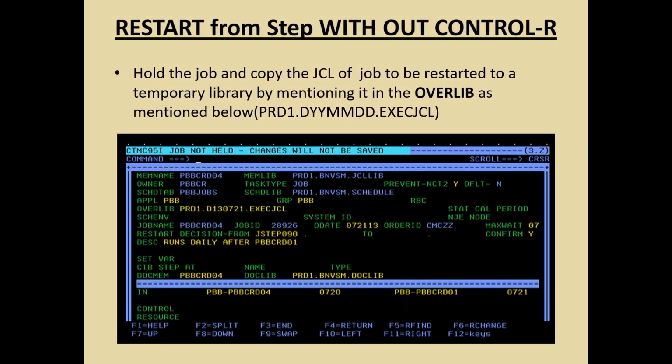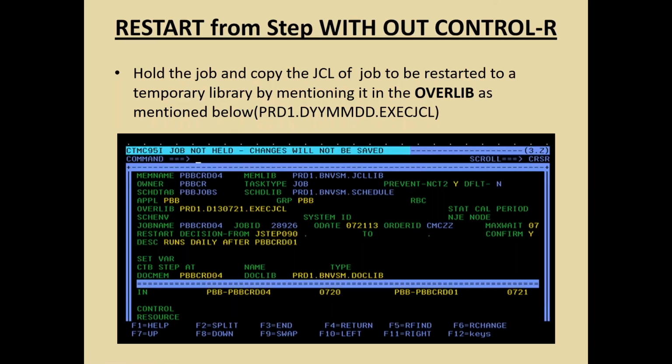Okay, then restart from a step. Restart from a step without controller. Then hold the job and copy the JCL of a job to be restarted to a temporary library by mentioning it in an override library as mentioned below. See, there were some questions about the override library.